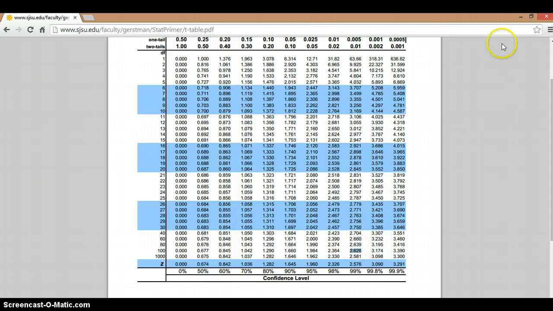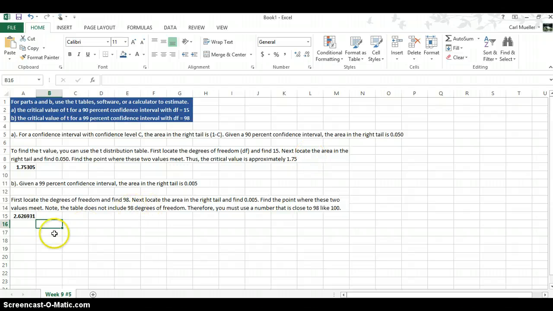So there are two different ways, depending on what you're comfortable with. Most of the time, the t-distribution table is a little easier to comprehend and get a sense of what it really is, whereas in Excel, you just input and get an output. The t-distribution table is a little easier to comprehend the subject matter itself.